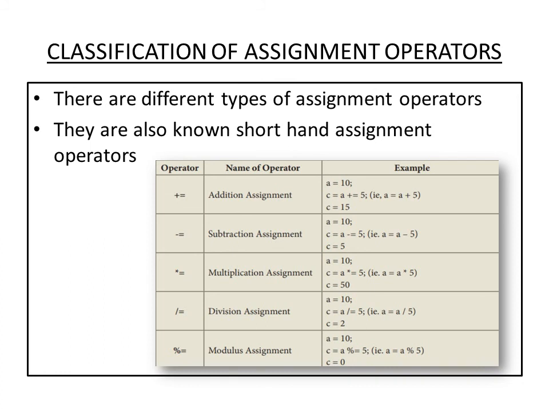Now let's look into one of the examples. Addition assignment: A equal to 10, C is equal to A plus equal to 5. A plus equal to 5 is the same as writing A equal to A plus 5. So C's value becomes 10 plus 5, 15. Same in the case of subtraction assignment: A minus equal to 5 is the same as writing A equal to A minus 5. Same case for multiplication assignment: A star equal to 5 is the same as writing A equal to A star 5. Same case for division assignment, and also modulus assignment.